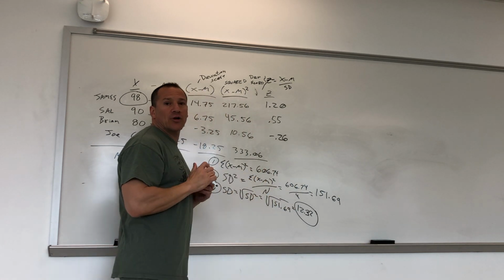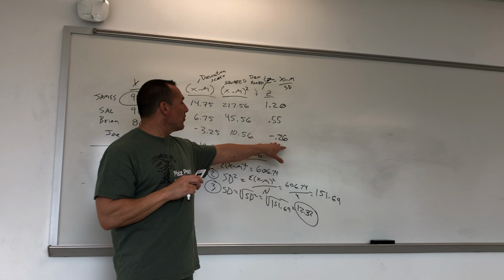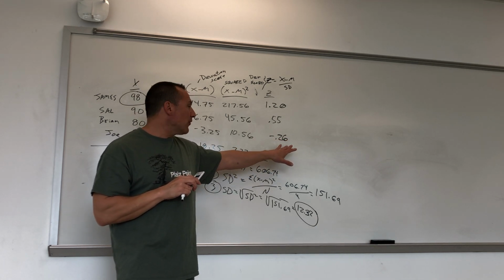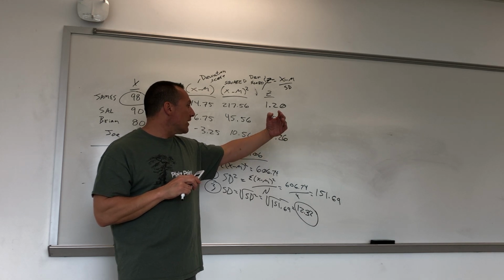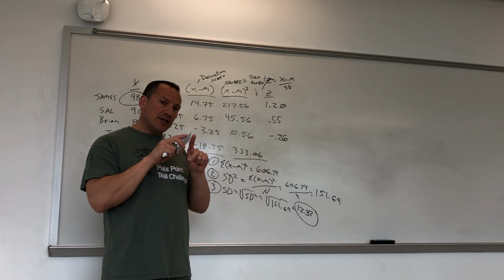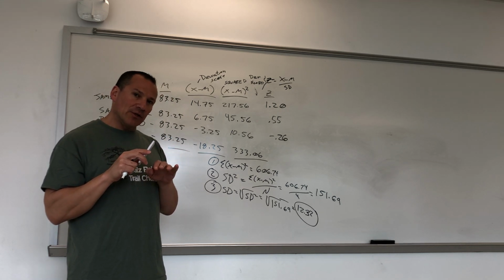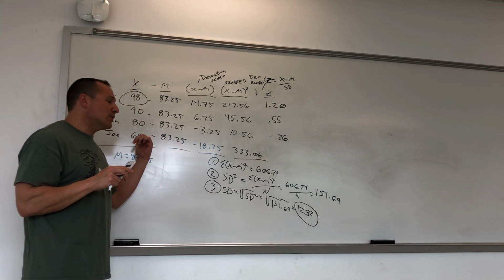Is Brian in big trouble? No, he's not in big trouble, but he's below the mean, and he's kind of close to the mean. We know that because his z-score is negative 0.26. That means that it is 0.26 standard deviations below the mean. It's a little bit below the mean, but it's not like the worst ever. The worst ever is Joe over here.